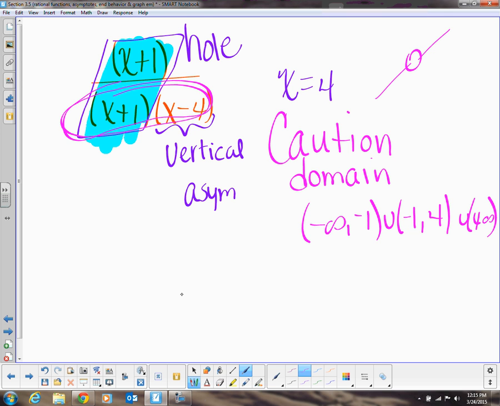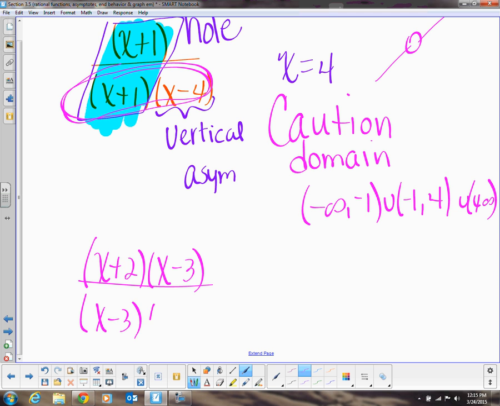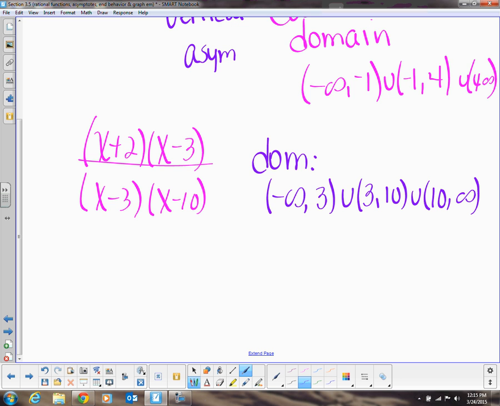Okay? So let's do another one just to make sure you've got this. Suppose I have x plus 2, x minus 3, over x minus 3, x minus 10. What's the domain? -infinity to 3, 3 to 10, and 10 to infinity. Now, what's the vertical asymptote?